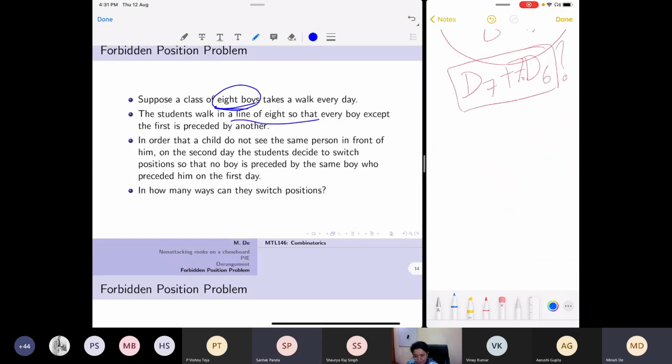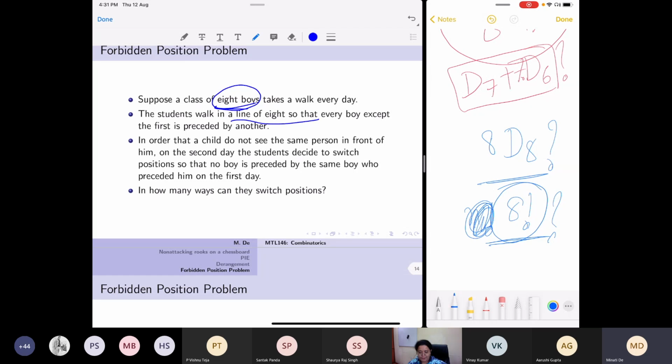Ma'am, maybe is it 8 times D8? No, that is also not the question. 8 factorial? N factorial times 8 factorial? No, ma'am, only 8 factorial. Ah, so you are saying it is only 8 factorial. Yes, ma'am, only 8 factorial. How did you get this? It's not the correct answer though.